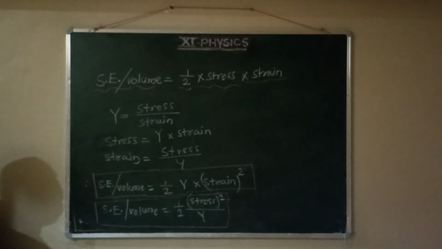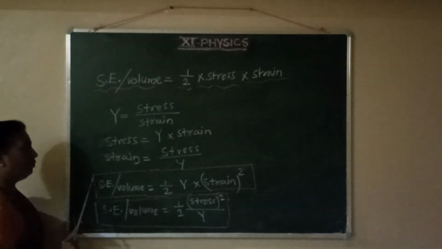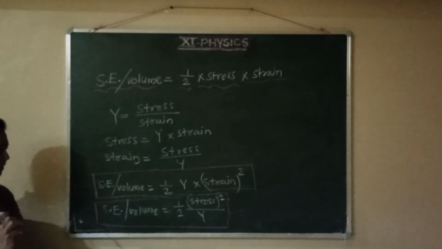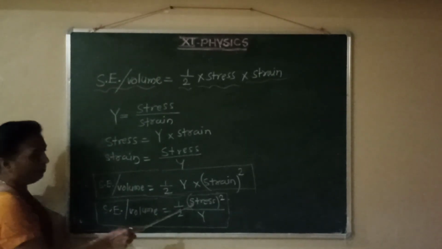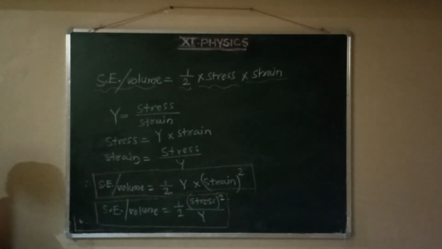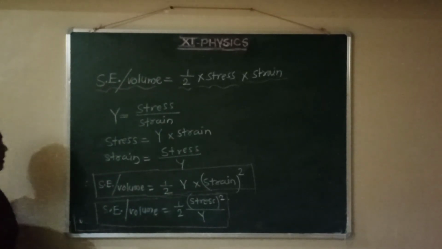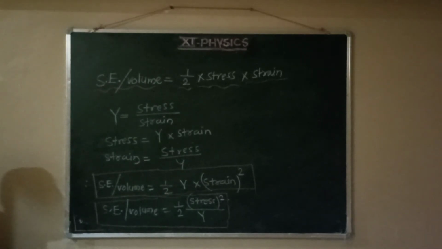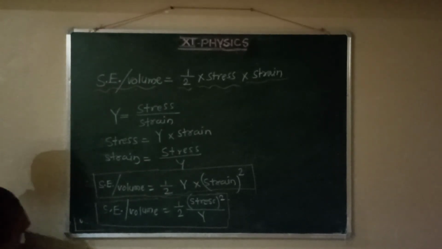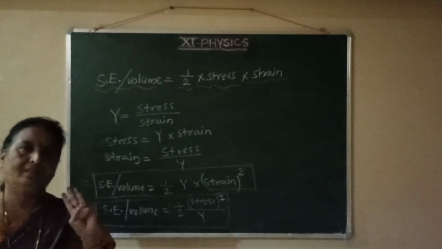Sometimes while solving problems, the value of strain is given, Young's modulus is given, and we have to calculate strain energy per unit volume, or sometimes the values of stress are given and we have to find the strain energy per unit volume. So whenever we have to solve the problems, you have to rearrange the terms in this equation so that we get the formulae for strain energy per unit volume. This is the article which can be asked for 3 marks.